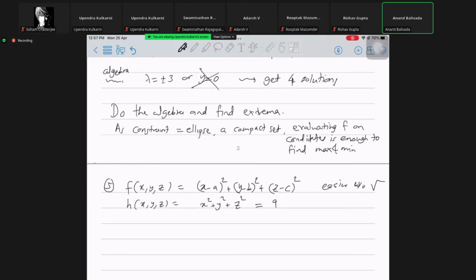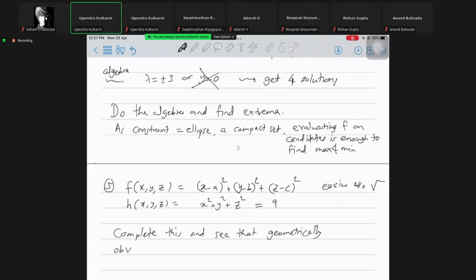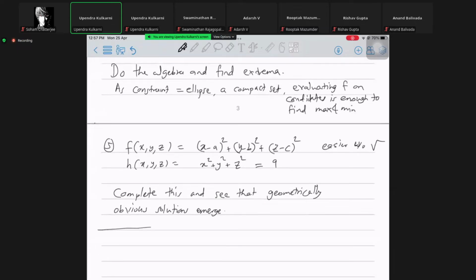I'm sorry, you can leave it. Yeah, so complete this, the geometry. Complete this and reconcile with it and see that it is geometrically obvious from the image. Okay. All right, good.